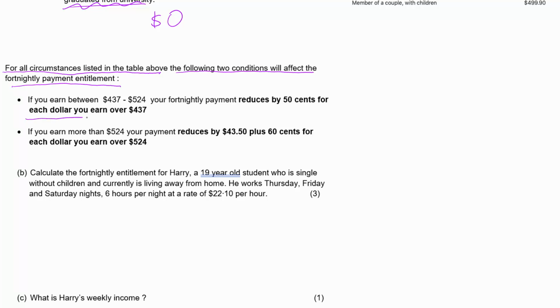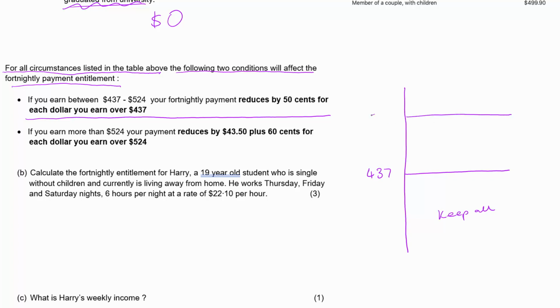For all circumstances listed in the table above, the following two conditions will affect the fortnightly payment entitlement. If you earn between $437 and $524, your fortnightly payment reduces by 50 cents for each dollar that you earn over 437. So basically, we have a diagram of that. Up to 437, you basically keep all.